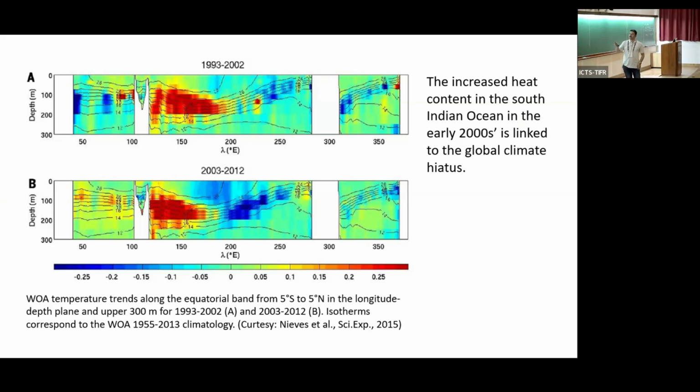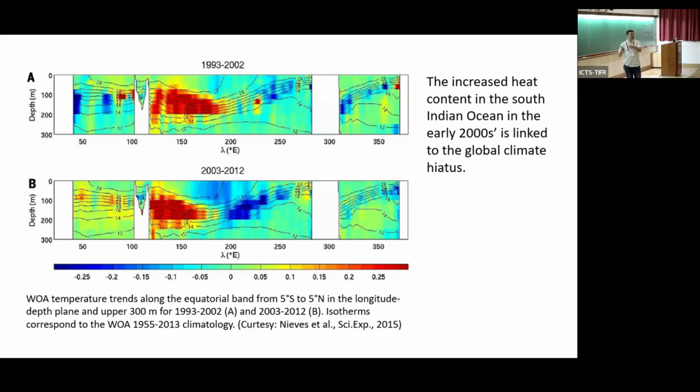This is a picture which is depicting that. This is the period from 1993 to 2002, and this is longitude. So this is the Indian Ocean, this is the Pacific, and this is the Atlantic. What you see here is that the Western Pacific is very warm in the subsurface. This is depth, whereas the Indian Ocean lost heat during that period. But in the next decade, 2003 to 2012, the subsurface of the Indian Ocean started to warm.